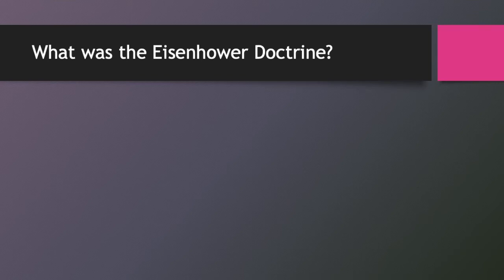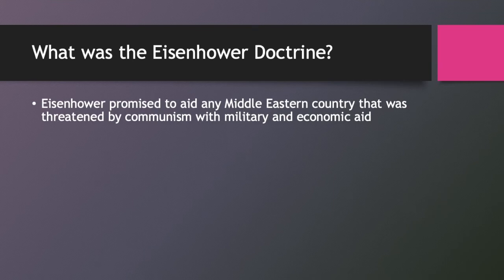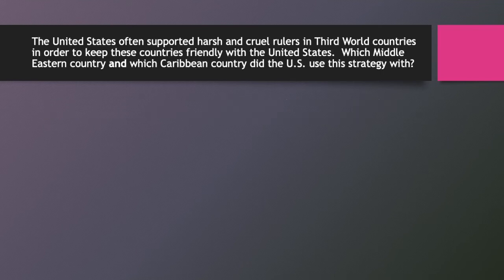All right, so what was the Eisenhower Doctrine? Well, the Eisenhower Doctrine was mainly focused around the Middle East, and it was to give aid to any Middle Eastern country that was going to be threatened with communism, and they would give them military and economic aid. So the United States was looking to directly counter and blunt Soviet activities in the Middle East. That was their goal.